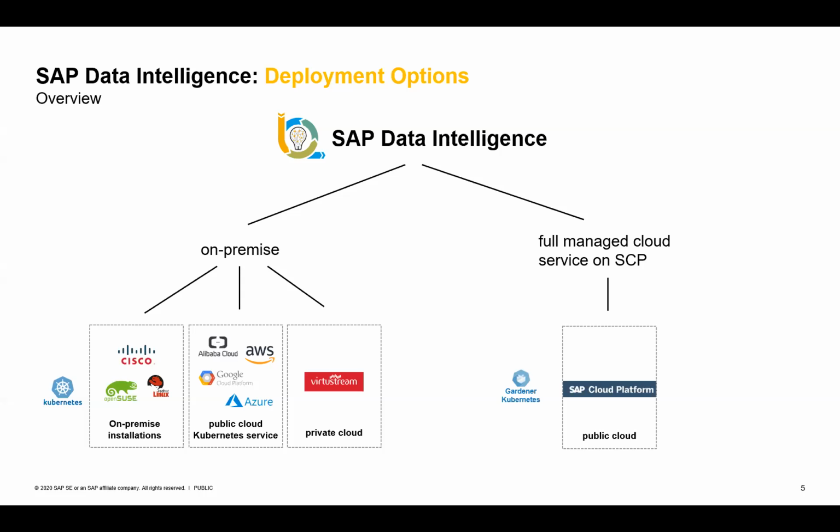And then last but not least, we do also have a private cloud offering, which is offered by our partner VertiStream. And on the right-hand side, you see SAP Data Intelligence as a fully managed cloud service on the SAP Cloud Platform. Which means that SAP is basically taking care of providing the service, of deploying the service and so on. And you can just use it as a service offering, as already said. And this is also available.